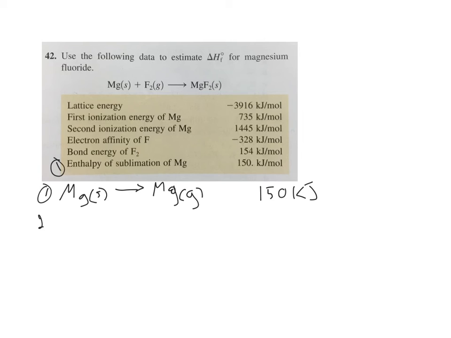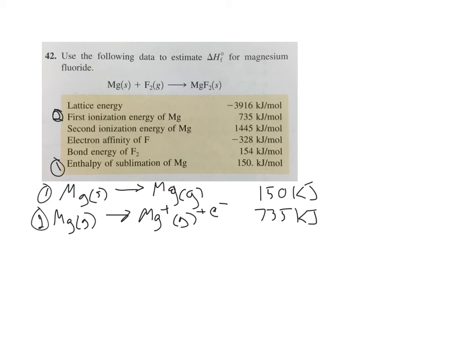Step 2, we've got to strip away the electrons, but we can't do that all at once in terms of looking at the process. So we're going to take magnesium gas and turn that into magnesium with a +1 charge, plus 1 electron. So we've now separated that electron from the magnesium, which is called the first ionization energy. So that's part 2. It has an energy of 735. These are positive values because it takes an input of energy. You have to add energy to get these things to happen.